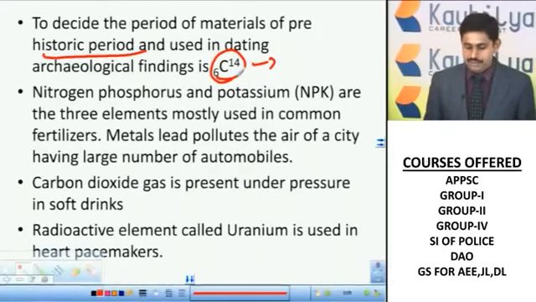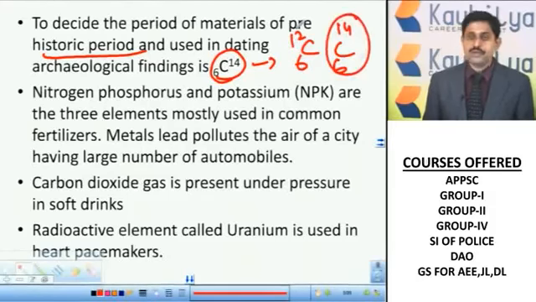For carbon dating, you are using an element called carbon, an isotope with mass 14. Isotopes are the same element having the same atomic number but differing in mass number. For example, carbon has atomic number 6 but mass number 12 here and 14 here. Carbon 14 is used in the carbon dating process to determine the age of archaeological objects, dinosaurs, or other old historical things.